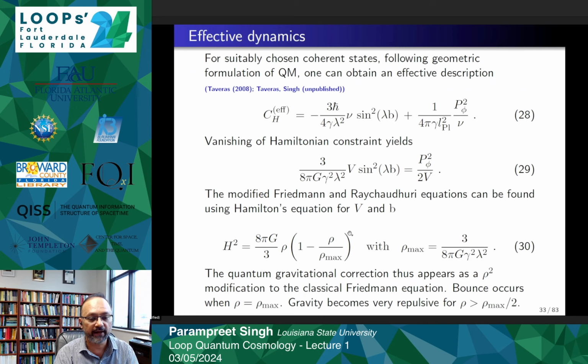Translated now in the matter part, the equation itself changes such that when you reach energy densities greater than rho max by 2, gravity is very, very repulsive. And at rho equal to rho max, the evolution just pauses for a moment, and gravity causes the universe to bounce back. This rho max is exactly the same as we found numerically earlier, and which we find in exactly solvable models. The expression is the same, and the number is the same.